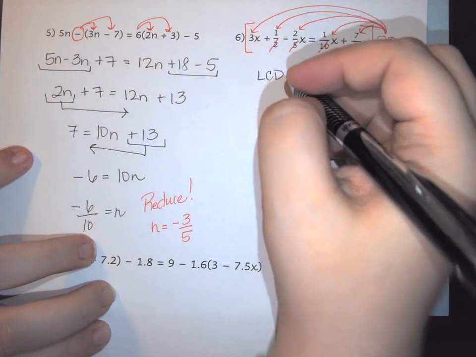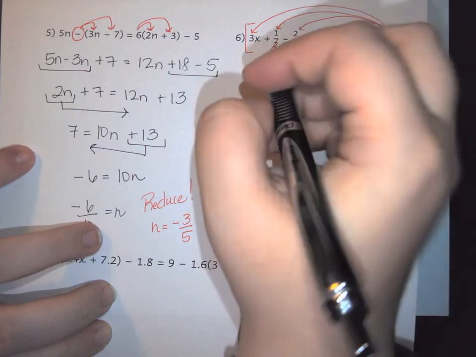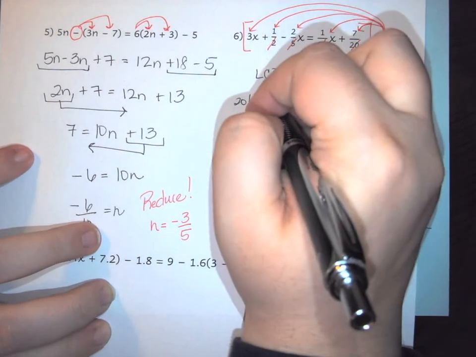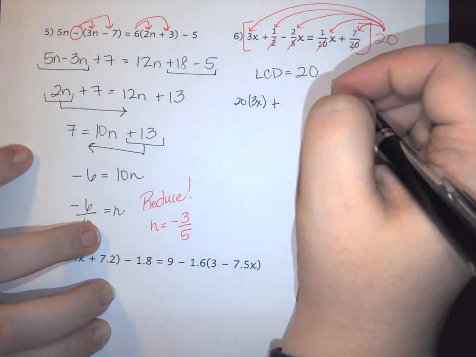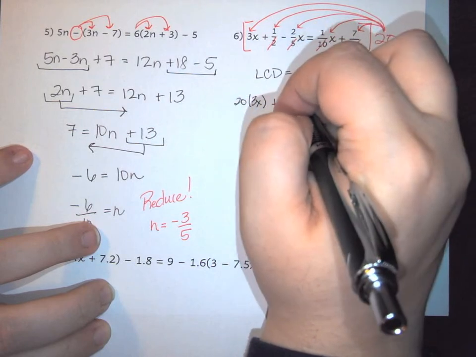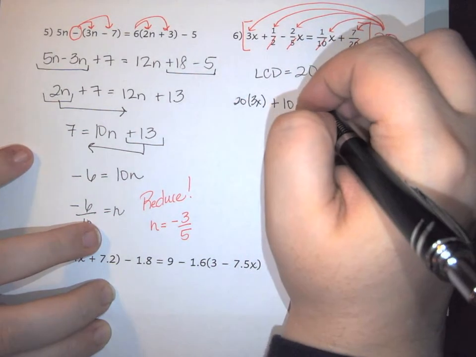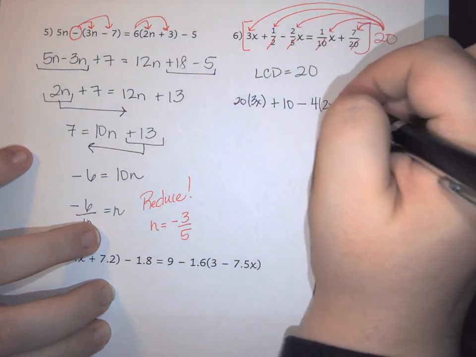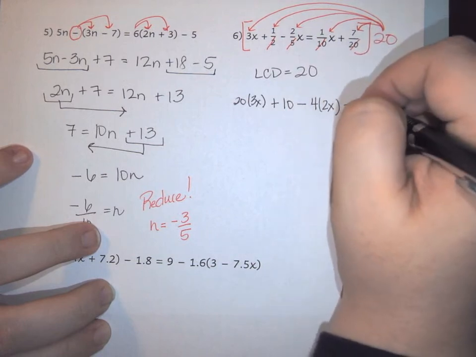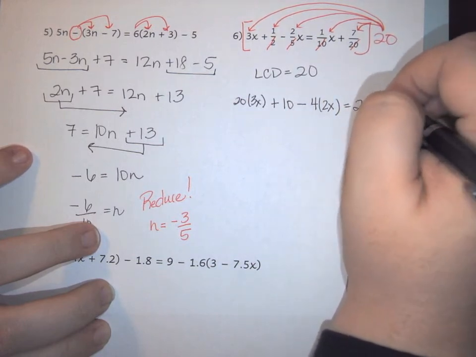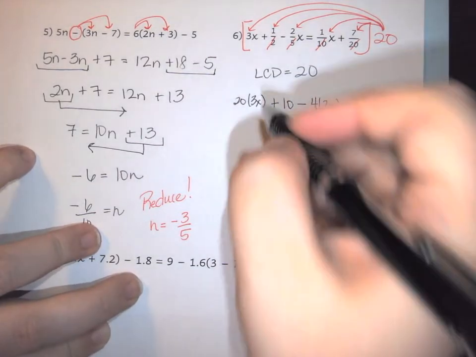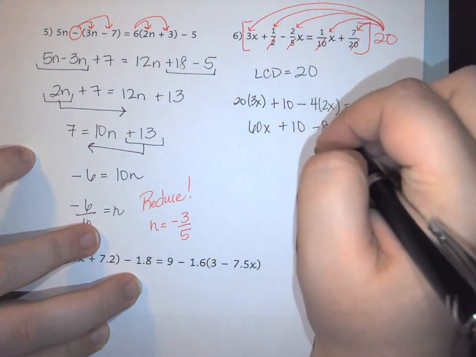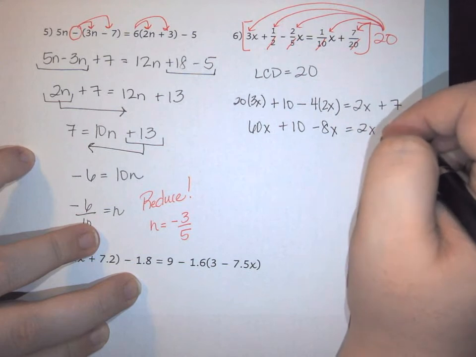So here we're going to end up with 20 times 3x and we're going to add that to 20 times 1 over 2, so this becomes a 10, minus 4 times my 2x, because 20 over 5 equals 4 and 20 over 10 is going to be 2x, and 20 over 20 is plus 7. So in this case, I have 60x plus 10 minus 8x is equal to 2x plus 7.